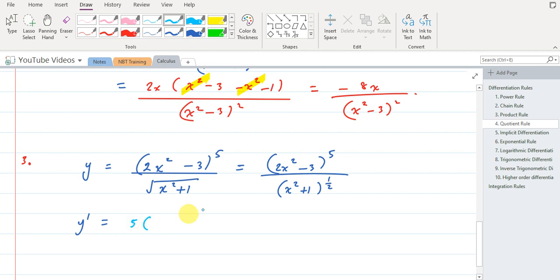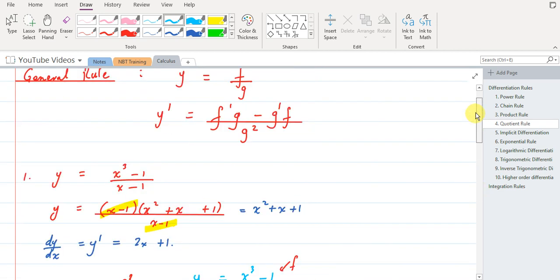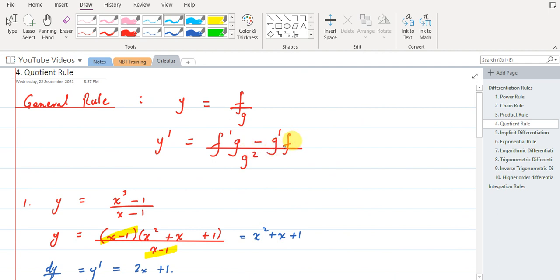So 5 into 2x squared minus 3 to the power 4, take away 1 from the power, and then differentiate the inside. We're getting 4x. We just found the derivative of the top. Leave the bottom, which is x squared plus 1 to the power half, which is great. We left the bottom. Remember the rule, f prime g minus g prime f.